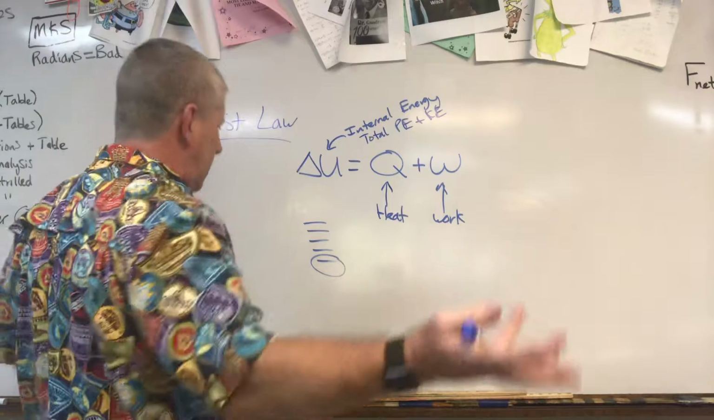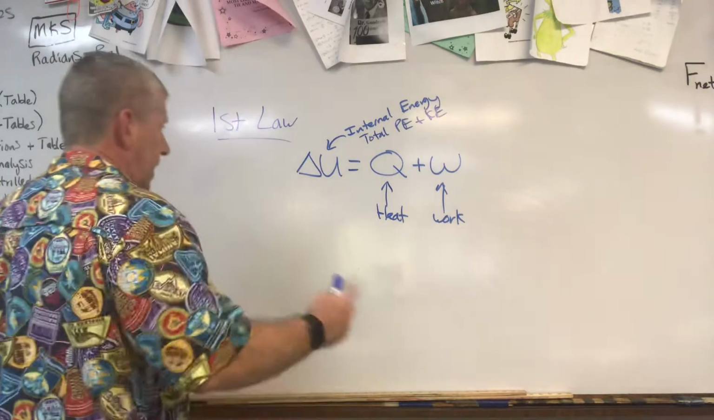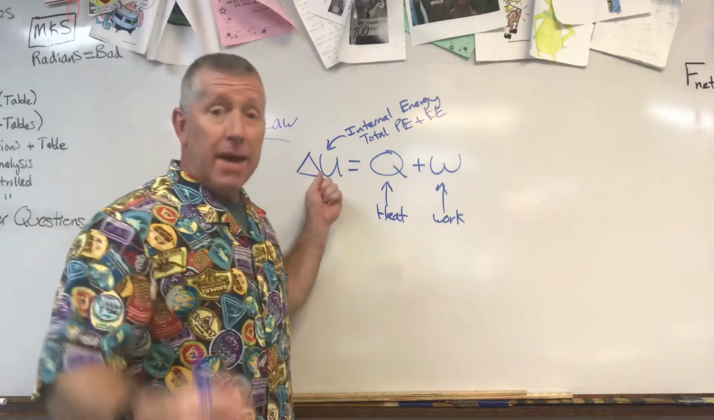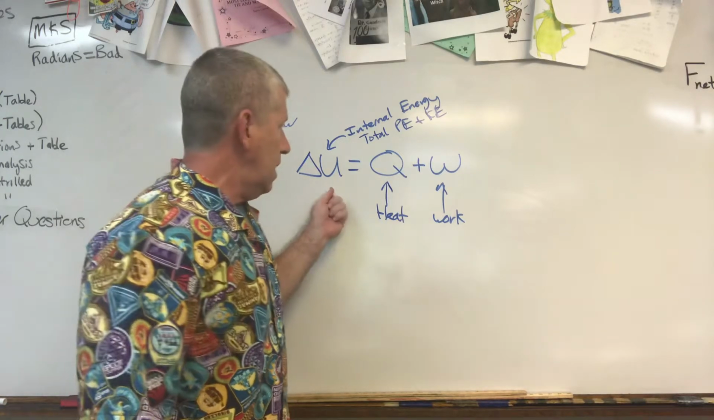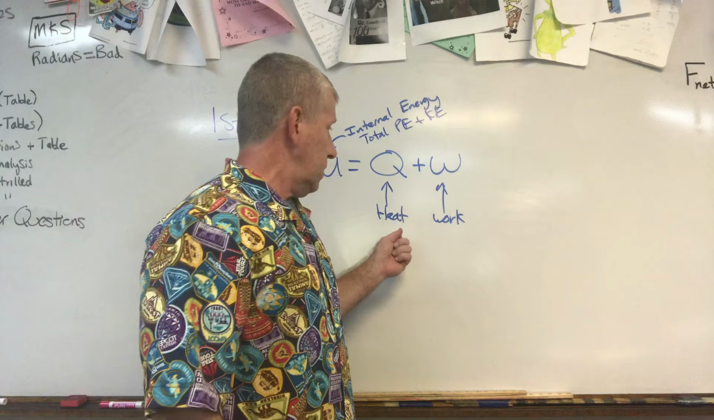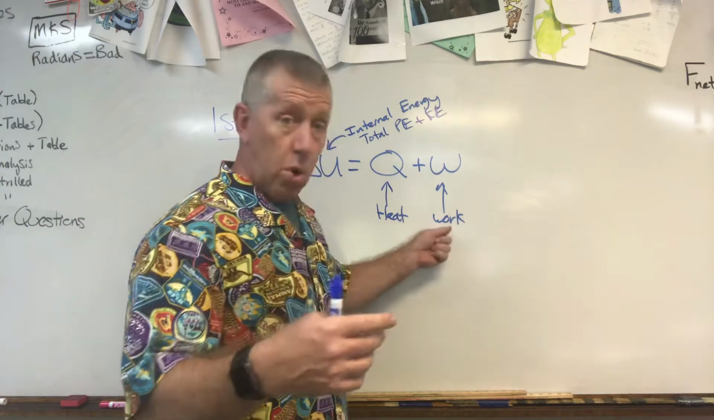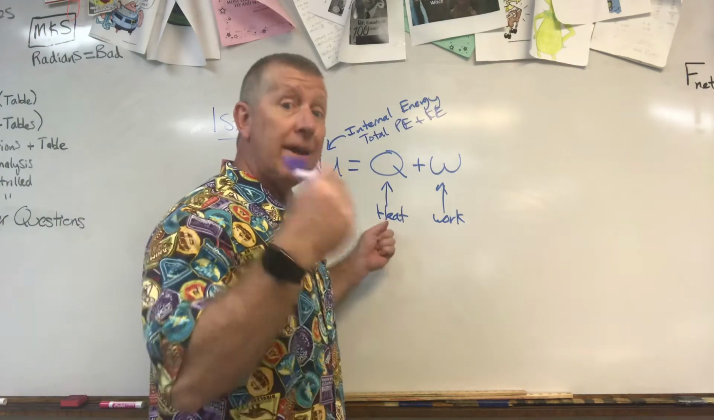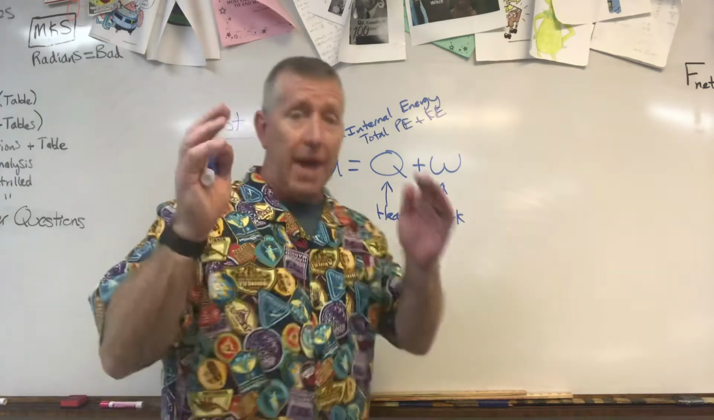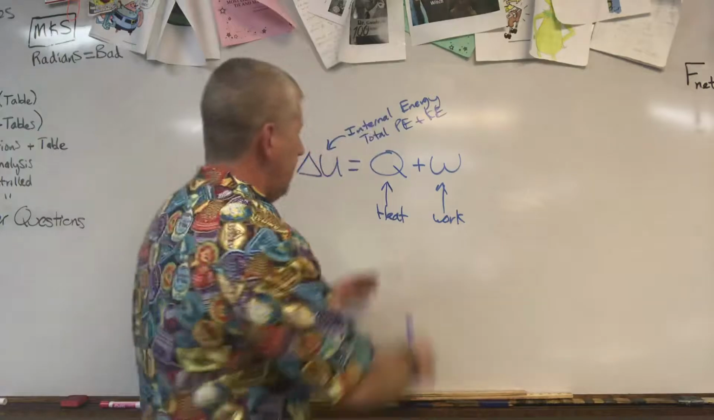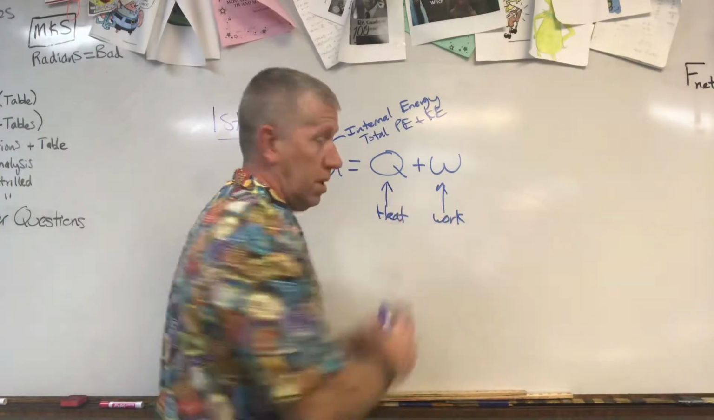Now, bottom line is this, that if you want to change the energy of a system, you got two choices. You can do work on it, or have it do work, or add heat to it, or have heat taken out of it. The two ways you can change the energy of a system are by heat and by work.